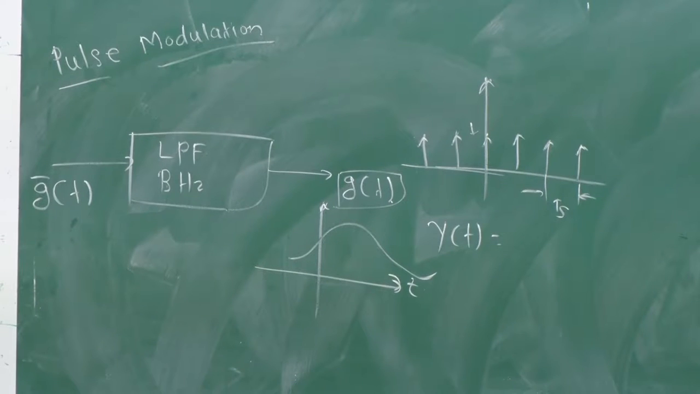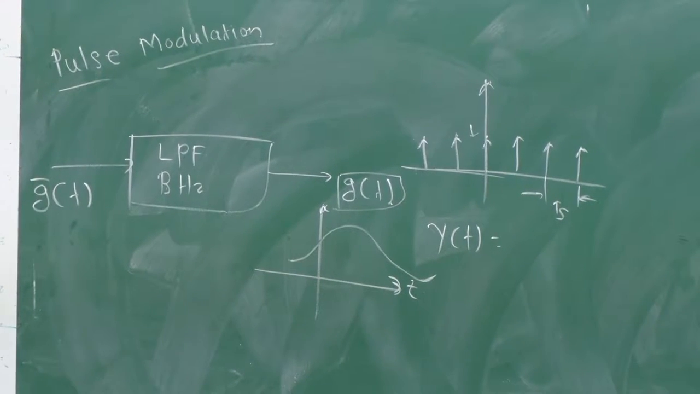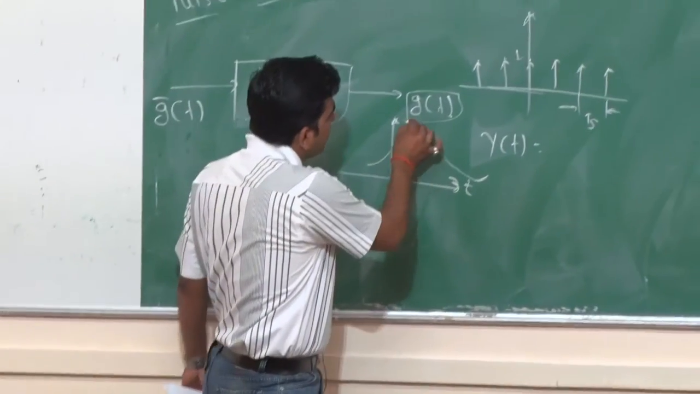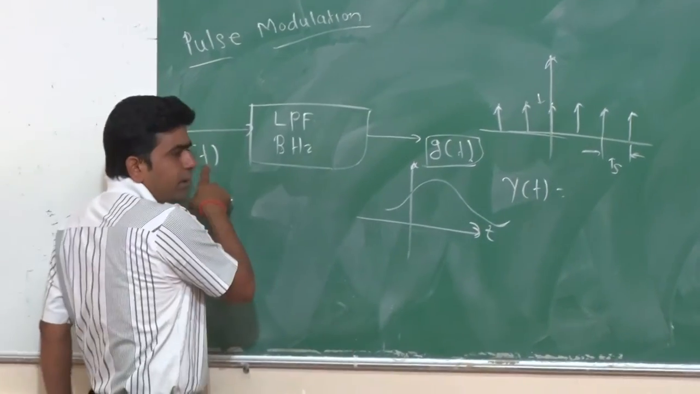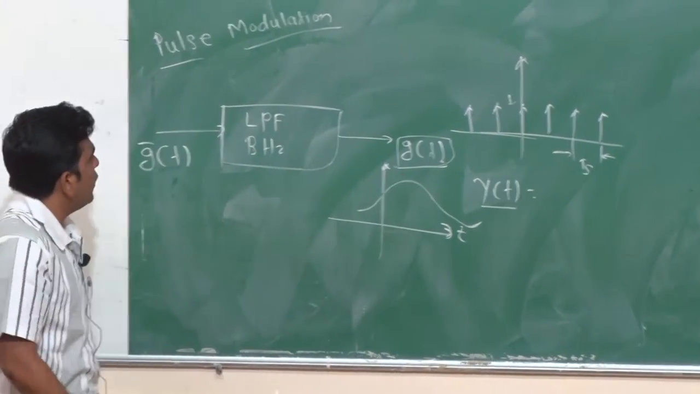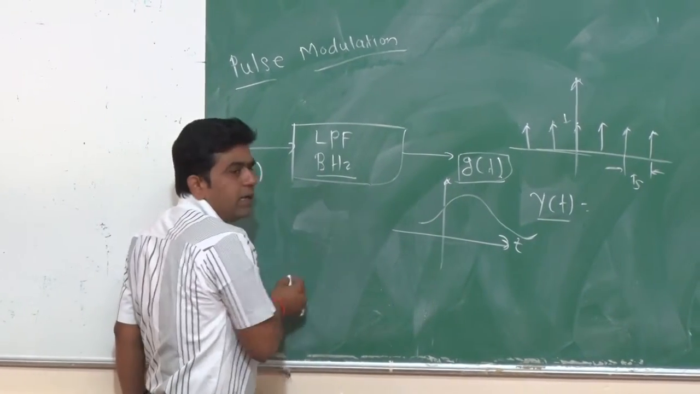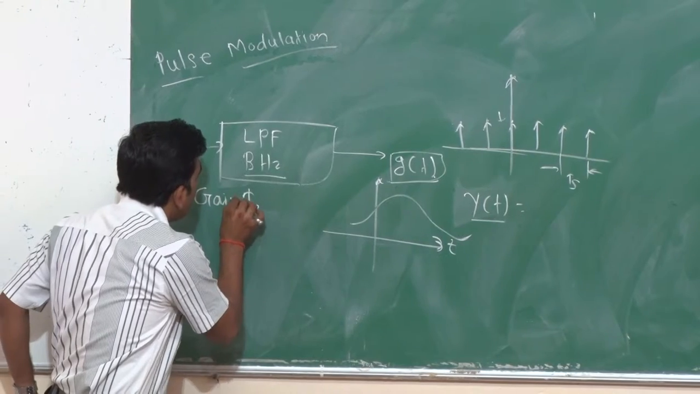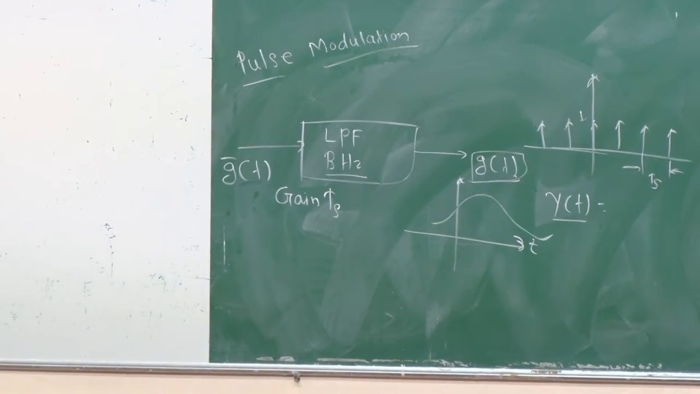Yeah, so write down a heading: signal reconstruction, in bracket interpolation. In this we have to reconstruct the original signal g(t) from g-bar(t). This will give us y(t), which is the approximated value of g(t). So our job is to design a low pass filter with bandwidth capital B hertz, with a gain of Ts. This is known as interpolation.